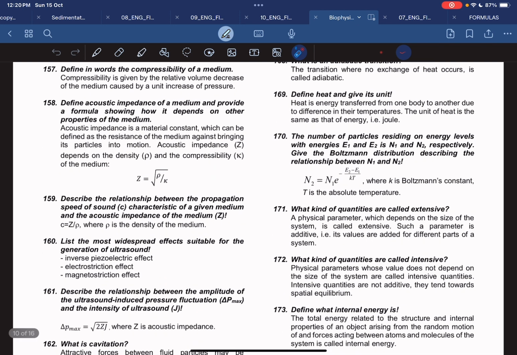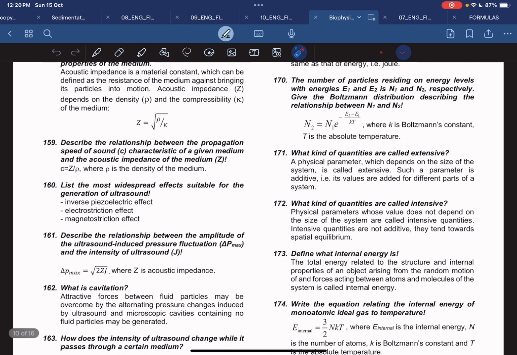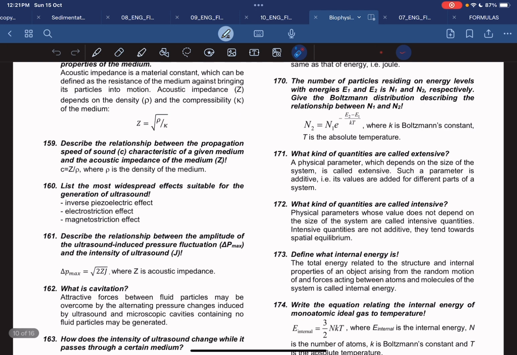Define acoustic impedance of a medium. Acoustic impedance of a material is the resistance of a medium against bringing its particles into motion. Okay, basically, like resistance in an electrical circuit, for a sound wave acoustic impedance is the same thing as resistance. This is the formula. Write the formula and express what the values are. Okay, describe the relationship between these. This is asking you to define a relationship.